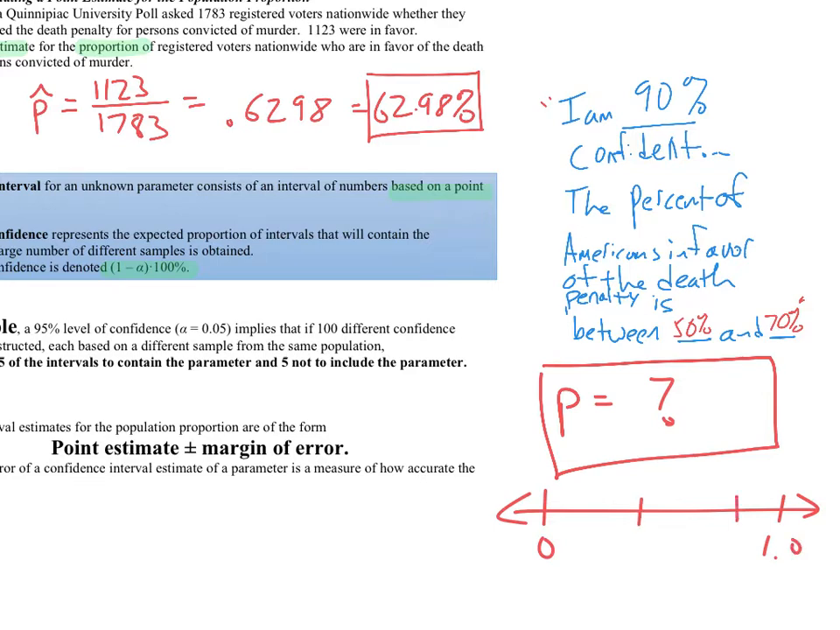So if we pick our interval, let's say from 50%, 0.5 to 0.7, like I said up top here. If that was a 95% confidence level, another way of saying it is there's a 95% chance that this true p-value that we don't know actually falls between 50 and 70, or 0.5 and 0.7. So there's a 95% chance that the true number, which we don't know, falls in between there.